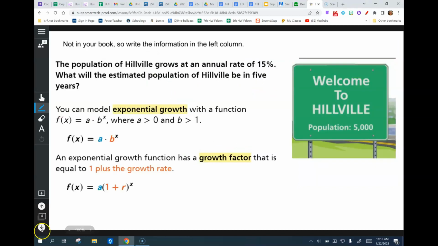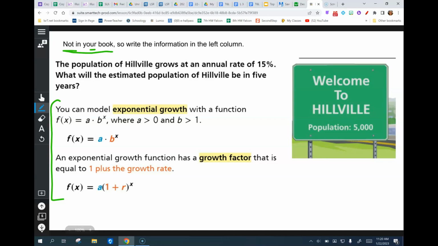So this is not in your book, what I'm telling you right now, but I would strongly suggest that you write it. And I would turn to page 126. And so on page 124 in the left-hand column, okay, we're going to put some information pretty soon. So let's read the problem so you kind of see where we're going. The population of Hillville grows at an annual rate of 15%. What will be the estimated population of Hillville in 5 years?